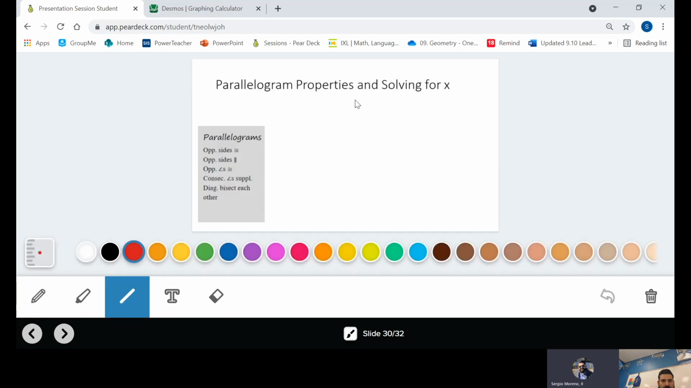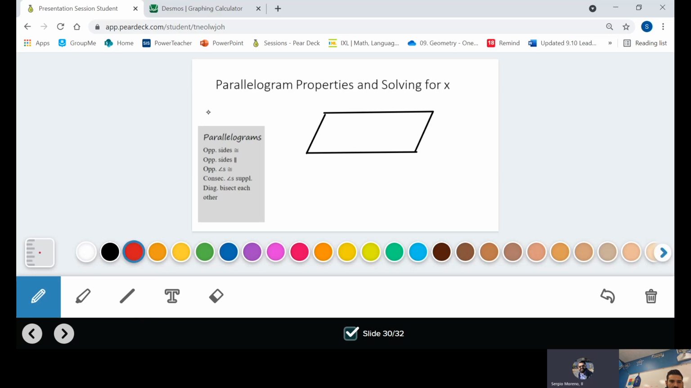Parallelogram properties and solving for x. Now, if you have a parallelogram, and I'll go ahead and draw one out here for us, let's look at some of these properties. We looked at the properties yesterday a little bit of a rectangle. Let's look at parallelograms. So here we have opposite sides are congruent. So this side and this side are opposite, so those are congruent, as well as the top and bottom sides, which are also opposite of each other, so they're congruent.